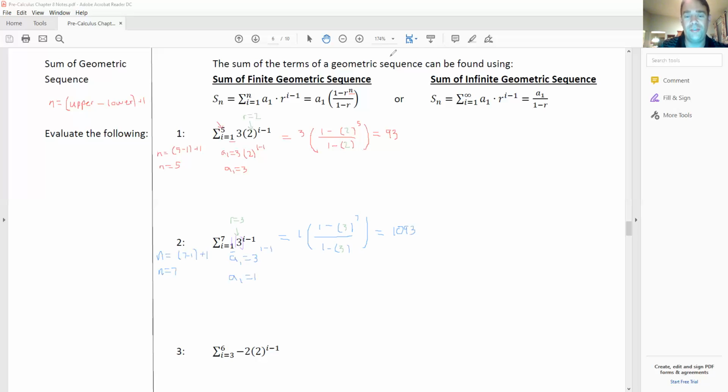All right, why don't you pause the video and try this last one, and then we'll see what we can do with it. All right, here we go. So n, 6 minus 3 plus 1. That means there's going to be 4 terms in this sequence. My initial value for this sequence, not overall, but just for this sequence, is when I'm dealing with 3. So a sub 3. So that'd be negative 2 times 2 to the 3 minus 1. So a sub 3 is negative 8.